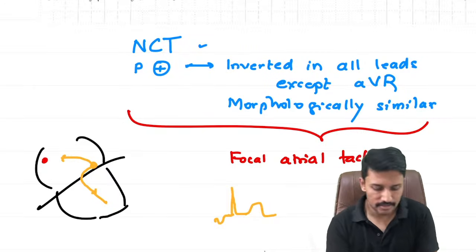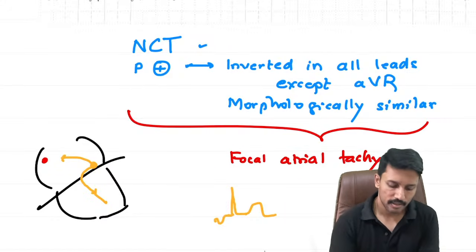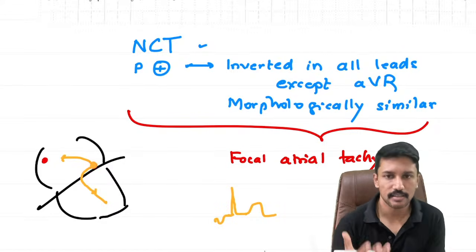Okay, so I will just address this. So now we are going to call this focal atrial tachycardia. Why am I calling it focal? Because only one focus is acting as the pacemaker.